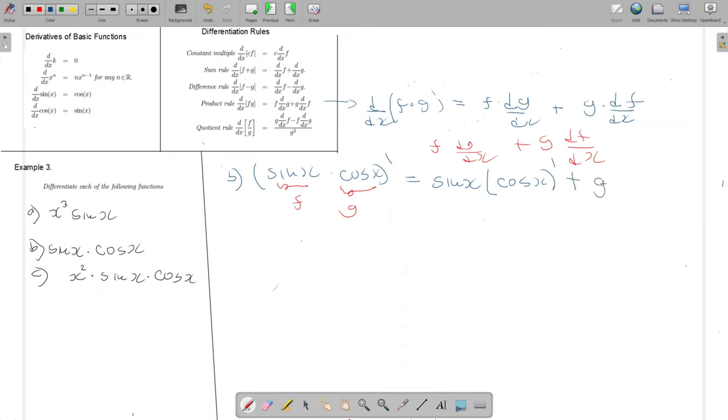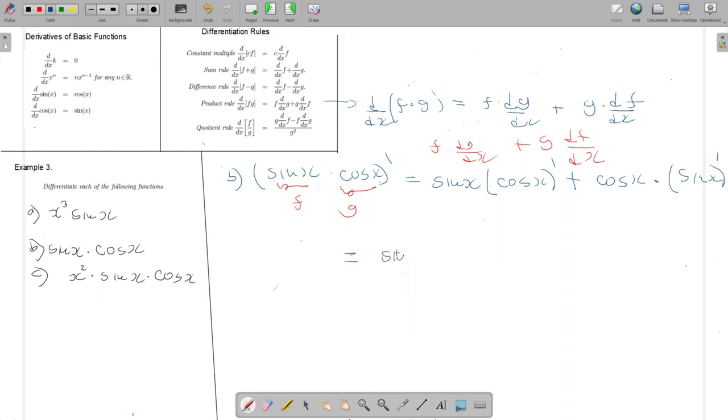I have g. g is cos x. So here I don't differentiate the cos x. Second function g without differentiating, times the differentiated first function sine. Here I am using the dash, so I put sine dash. Now these are derivatives of basic functions again, so I can differentiate.